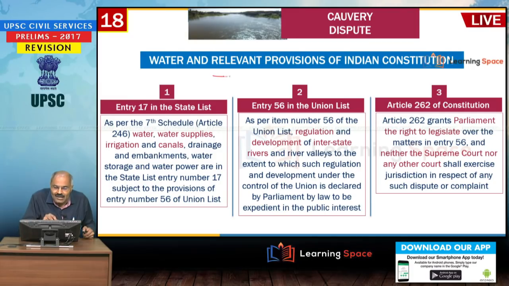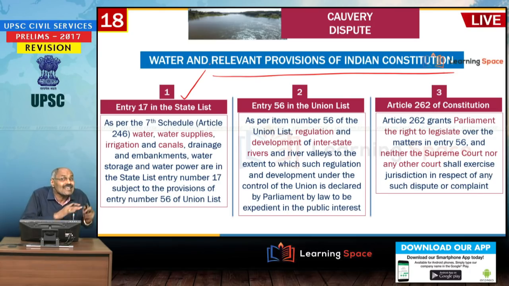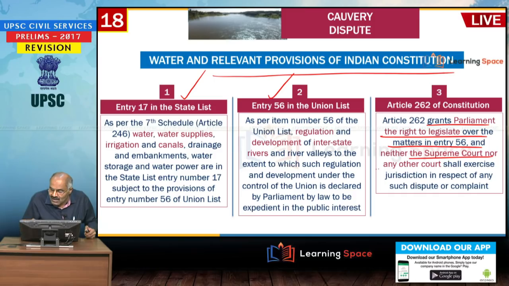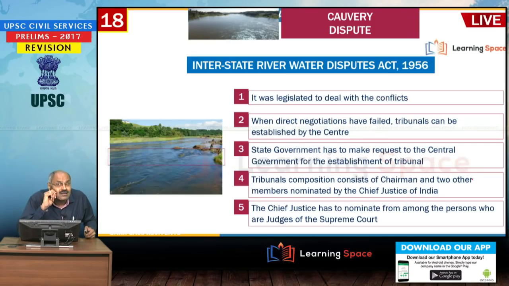Next one is water and relevant provisions of the Indian constitution, we discussed in the previous lectures. Water is entry 7 in the state list, but interstate water is in the union list with entry 56. Then article 262 grants parliament the right to legislate over the matters in entry 56, and neither the Supreme Court nor any other court shall exercise jurisdiction, right.